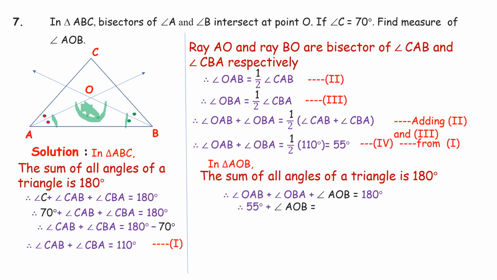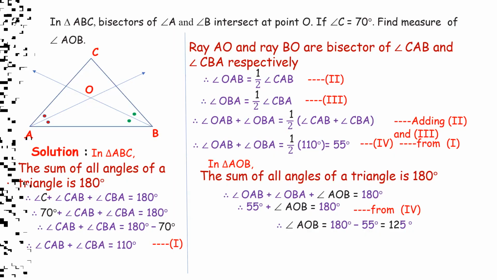Now observe this statement number 4. The sum of these two angles is equal to 55. Write down. Therefore 55 plus angle AOB is equal to 180 degrees. Therefore angle AOB is equal to 180 degrees minus 55 degrees, is equal to 125 degrees. So write down this example in your notebook.